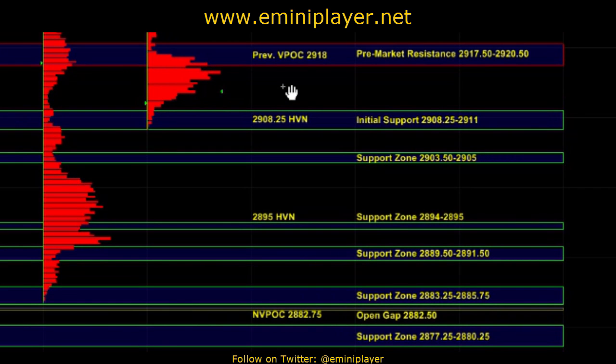So in the overnight session, the market has been balancing within a range, and at this point, heading into the open, our short-term bias is going to be neutral, while the intermediate-term bias continues to be neutral bearish.